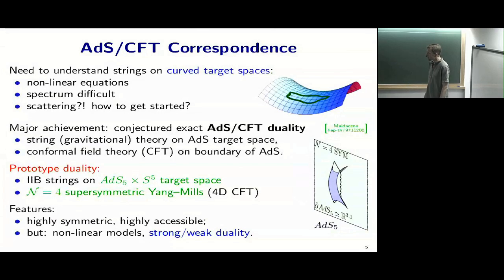And perhaps one of the most interesting gauge theories, or at least has perhaps the richest set of interesting features that you can encounter in a 4D gauge theory. So it is highly symmetric, it's highly accessible, but it's a nonlinear model. Both of these are nonlinear models, and the problem with AdS/CFT is that it's a strong-weak duality. So whenever you do computations on one side, you cannot really alternatively access them on the other side, so it's hard to test.